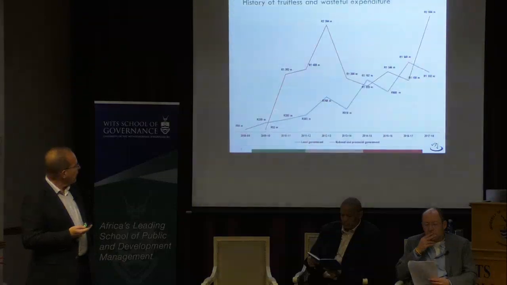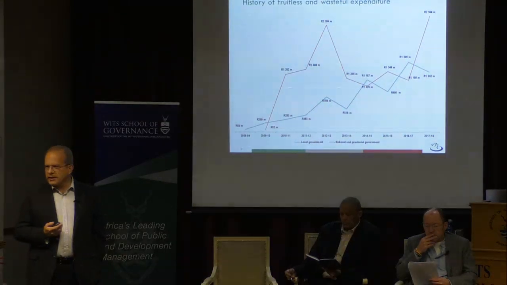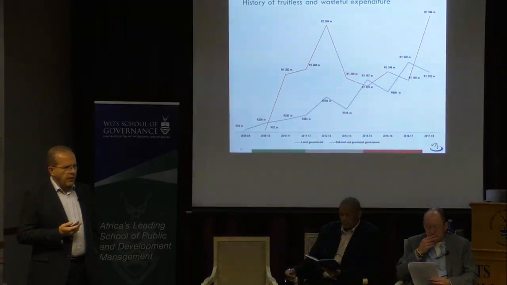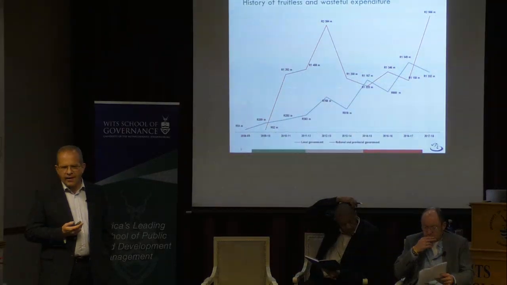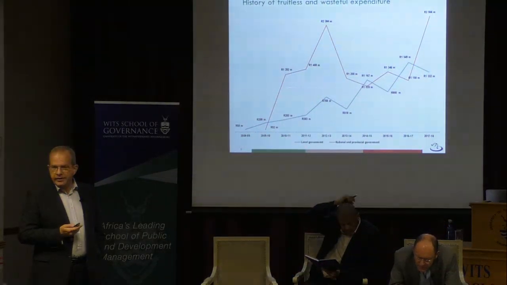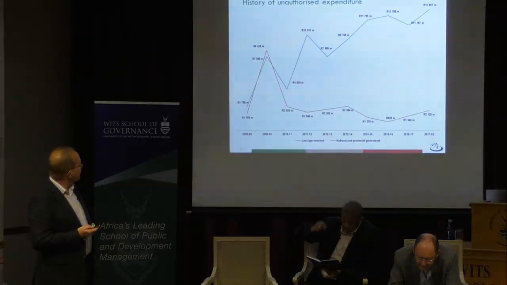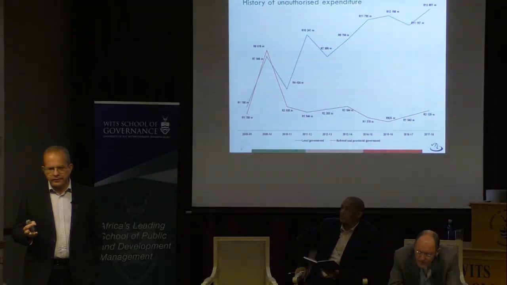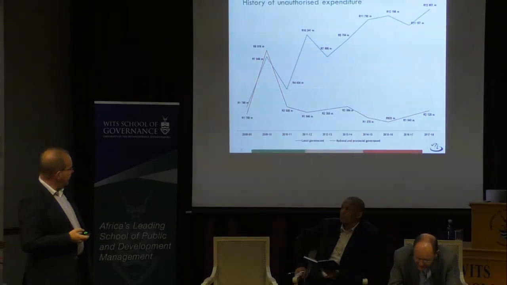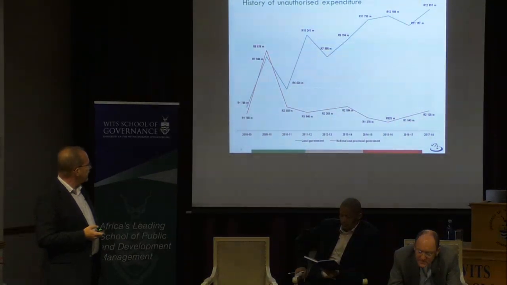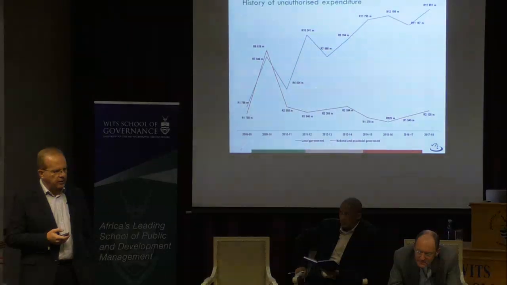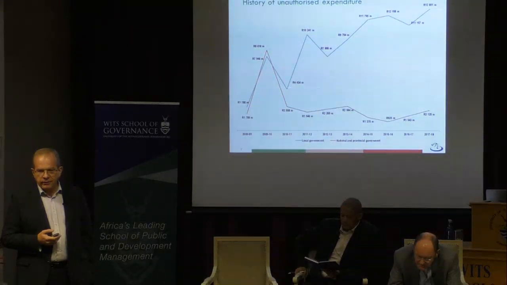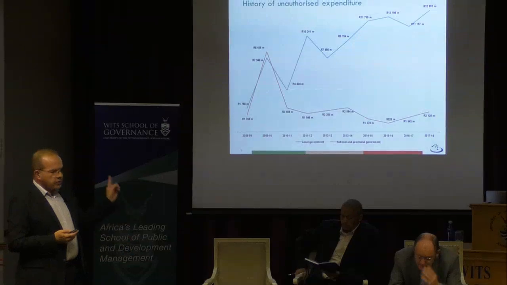Fruitless and wasteful, well that one is self-explanatory. We've wasted. We had a party that we got now. That one, the trend is upwards. And unauthorized expenditure, that's the one where we exceed the budget. Also upward trend. Except for the red one, national government is being pretty good at not exceeding budgets. Upward trend. Maybe this last one deserves a little bit of an extra comment.